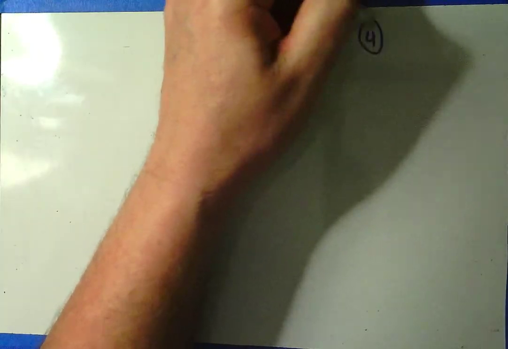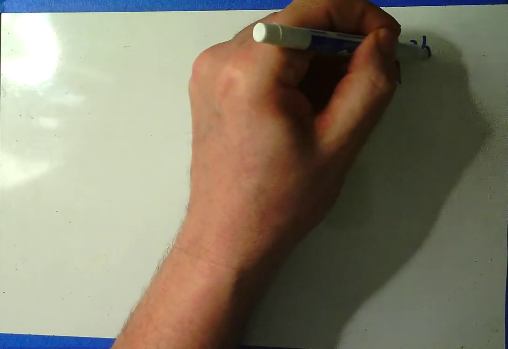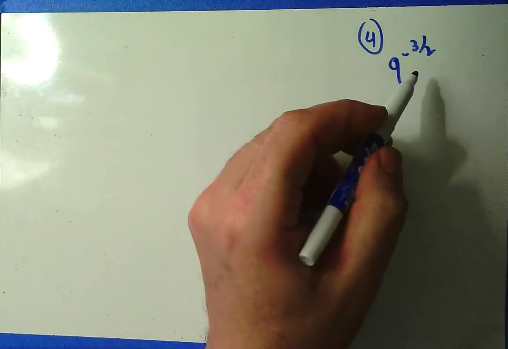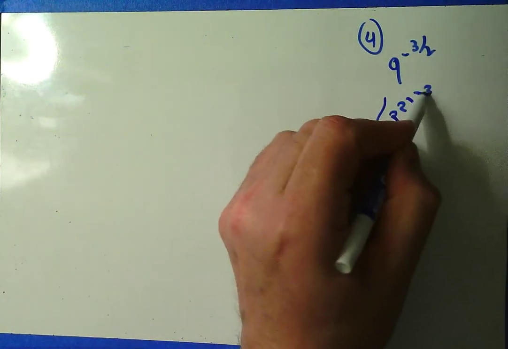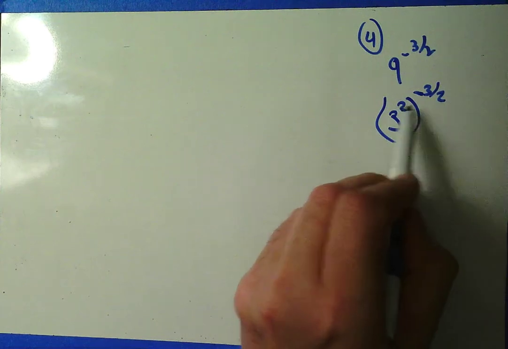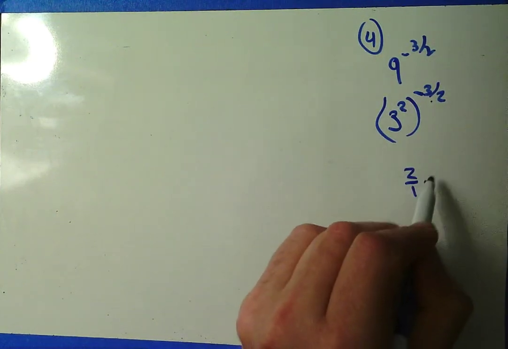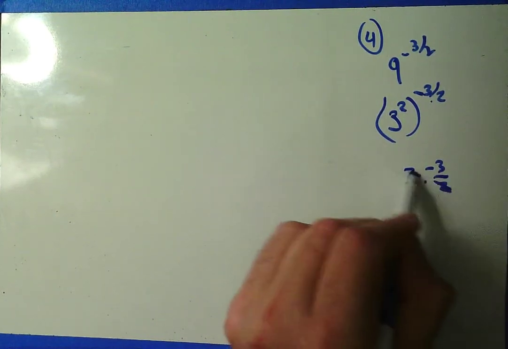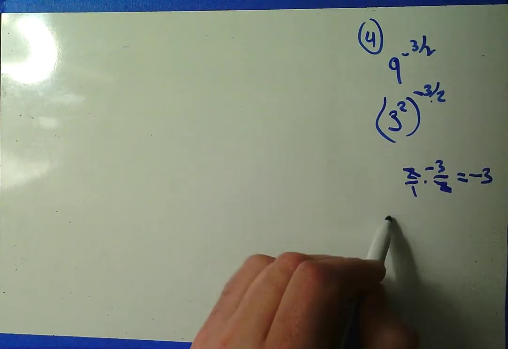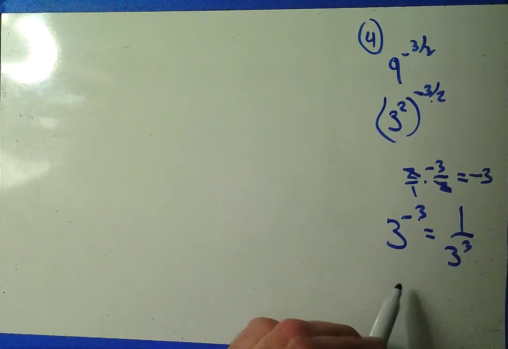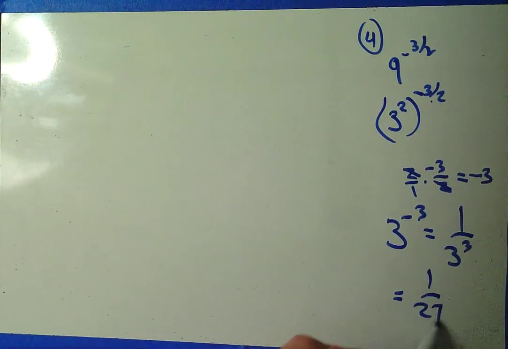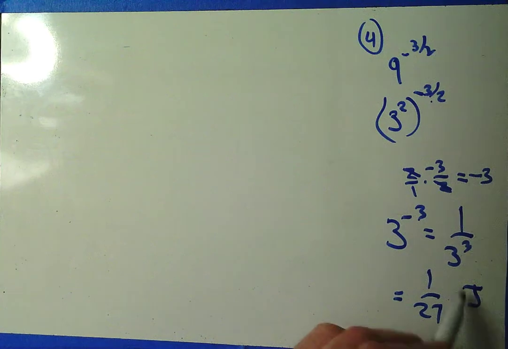4. What is the value of 9 to the negative 3/2? Well, I know that this is the same as 3 squared to the negative 3/2. And when I raise a power to a power, I multiply those powers. And so this becomes 3 to the negative 3, which is 1 over 3 to the third, or 1 over 27, which is why J is my answer for number 4.